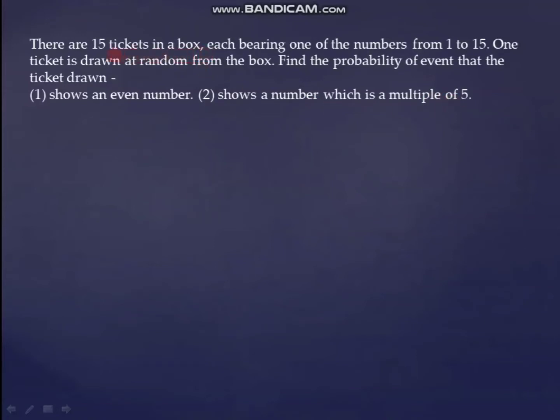So there is a box given which has 15 tickets, and each ticket bears a number from 1 to 15. So the sample space for this random experiment is S = {1, 2, 3, 4, up to 15}, as there are 15 tickets. That's why if we draw any ticket from the box, we can get any number from 1 to 15. So the number of sample points, that is n(S), is equal to 15 here.